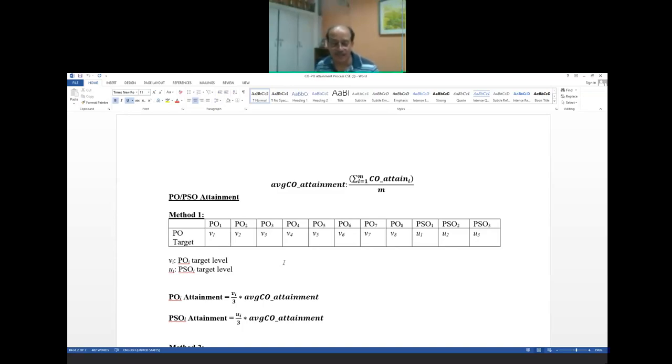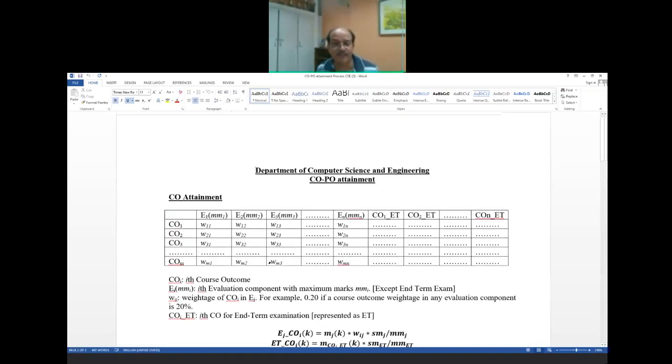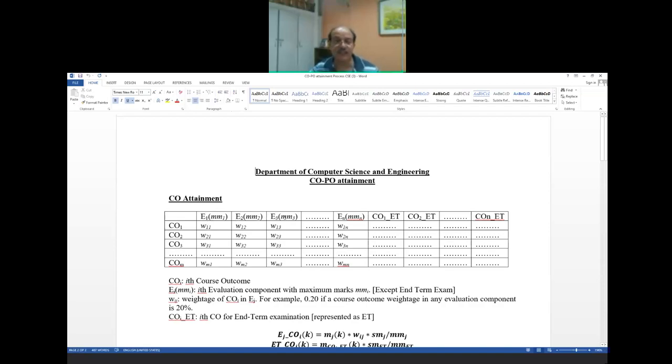Now, the idea in this particular case is, I have got different components of evaluation, and I would like to keep track of which CO each component is mapping to, and then correspondingly match. So this system is an extension of our earlier system, which I talked about. In that system, we just talked about internal evaluation being only one, whereas in this particular case, my internal evaluation has got different components there.